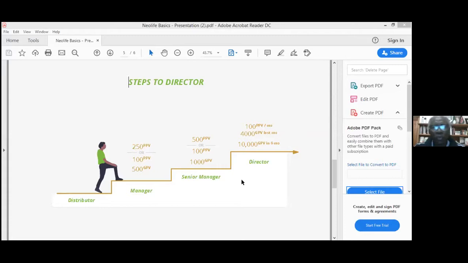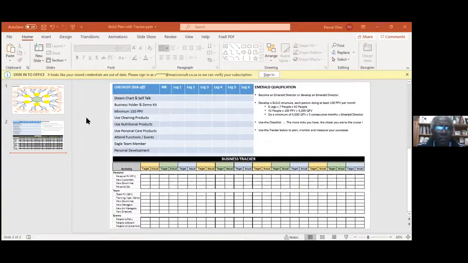But why do you become a director? You become a director because you want to build a team. You want to build a structure. I will share with you something that I came across that I found very, very exciting. This is called the 622 plan.